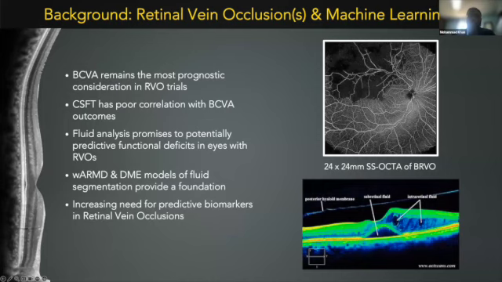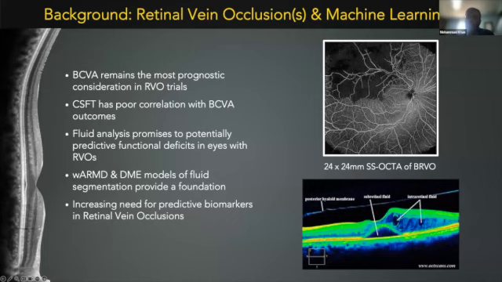Retinal vein occlusions are the second leading cause of retinal vascular blindness, and their prevalence is expected to increase to around 20% of patients with retinal vascular problems by 2050. The main course of treatment for retinal vein occlusions is anti-VEGF agents for the macular edema that can form as a result of a vein occlusion.